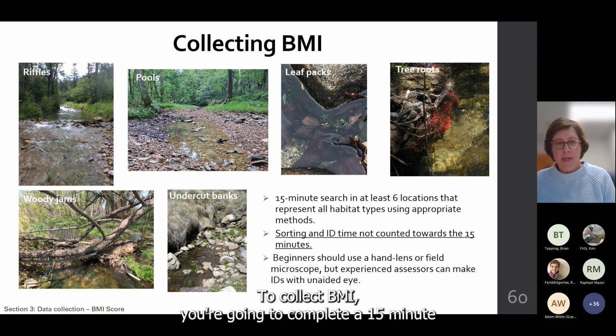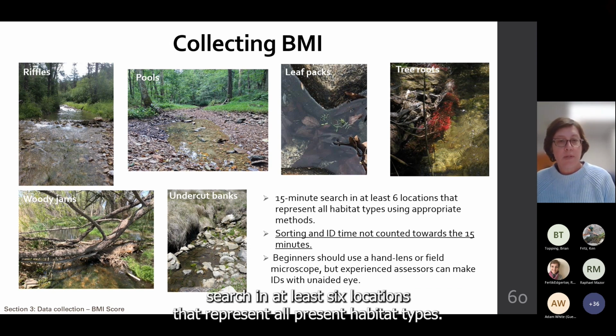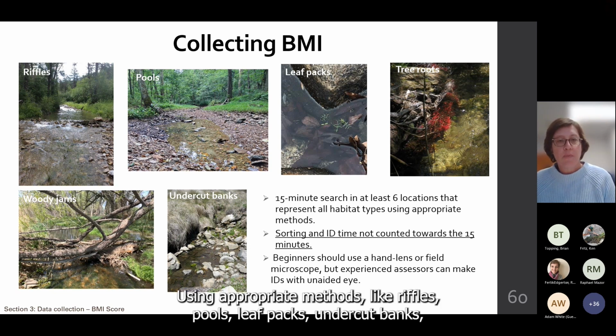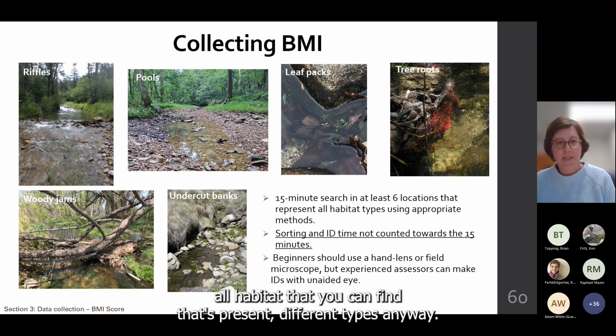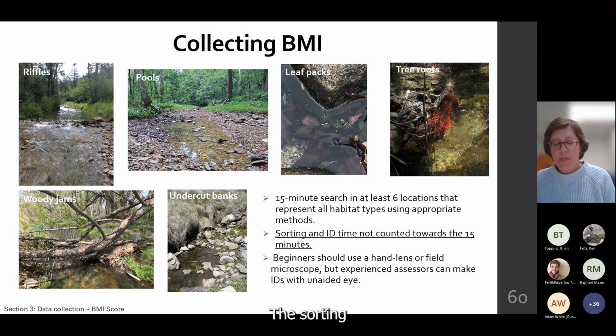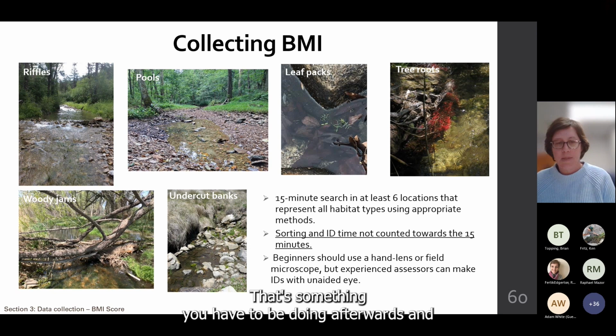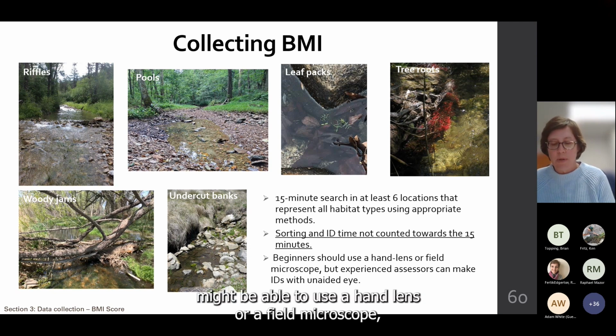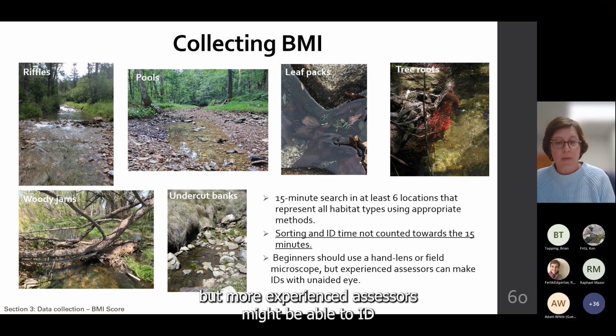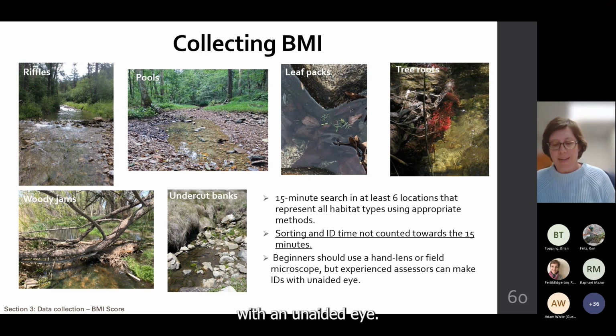To collect BMI, you're going to complete a 15-minute search in at least 6 locations that represent all present habitat types using appropriate methods, like riffles, pools, leaf packs, undercut banks, all the different habitat types that are present. The sorting and ID time is not counted in that 15 minutes. That's something you have to be doing afterwards and allotting time for. Beginners might be able to use a hand lens or a field microscope, but more experienced assessors might be able to ID with an unaided eye.